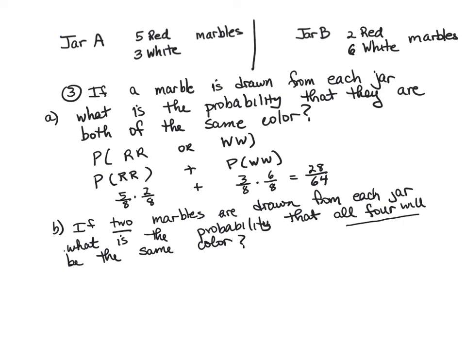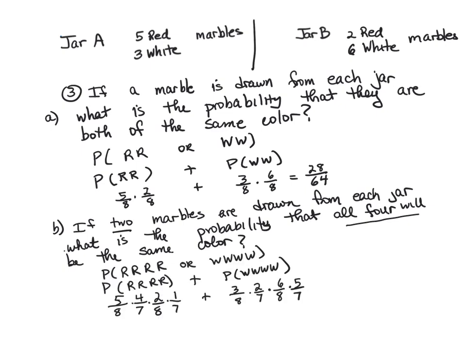Now here we've got a little bit of a mixture. This becomes a problem without replacement. So try this one and let's see what we get. Okay, so let's take a look at the answer. So if we want all 4 to be the same color, we want the probability of 4 R's or the probability of 4 W's. So the probability of picking a red marble from the first jar the first time is 5 out of 8.